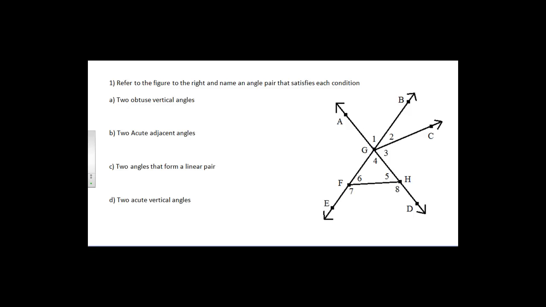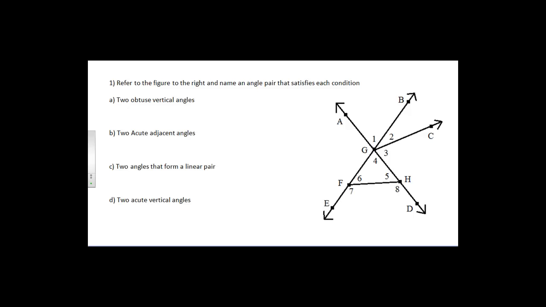Part A, name 2 obtuse vertical angles. There's a few terms that we need to remember there. First one is obtuse. Remember obtuse, that meant that it was more than 90 degrees. And vertical angle. Those were our angles that were created by 2 intersecting lines that were non-adjacent to each other.